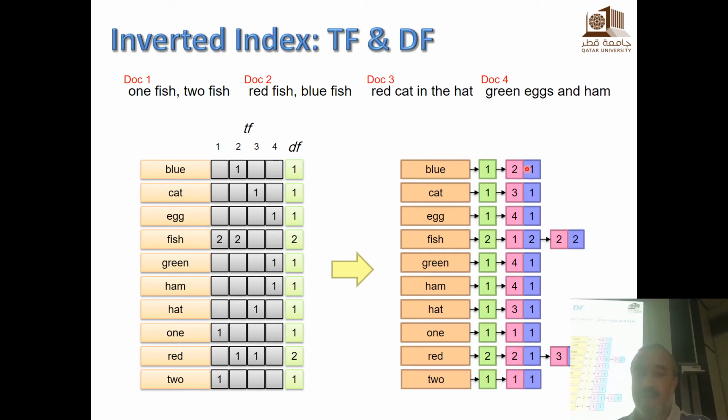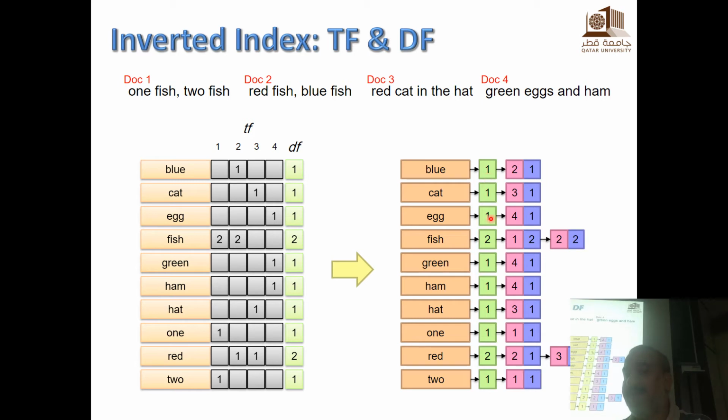Before we get to this representation, we can also have the matrix, but now instead of zeros and ones, we have zero if the term didn't appear at all, and otherwise we will have the term frequency.